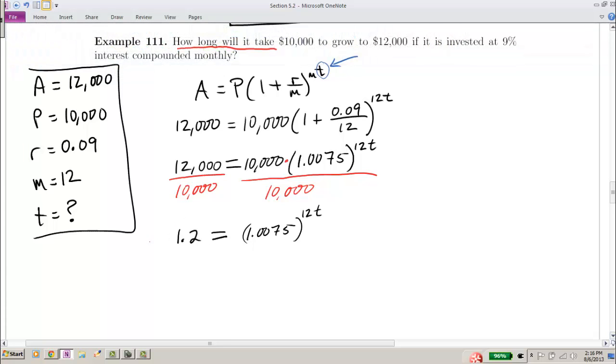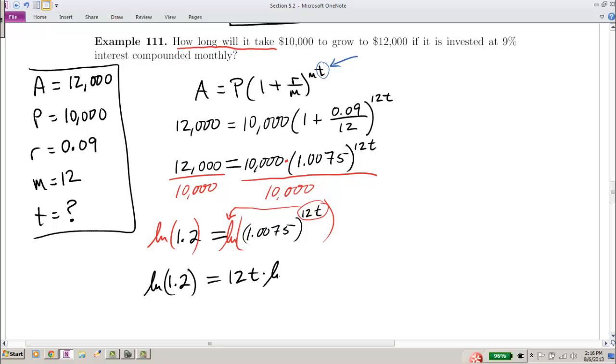So I'm going to take the natural log of both sides. Now remember, you could pick either the natural log or the common log. It really doesn't matter. But I'm going to take the natural log of both sides. And the reason that we're doing it is because it allows us to bring that 12t exponent down in front as a factor in front of the ln. So we have ln of 1.2 is equal to 12t times ln of 1.0075.